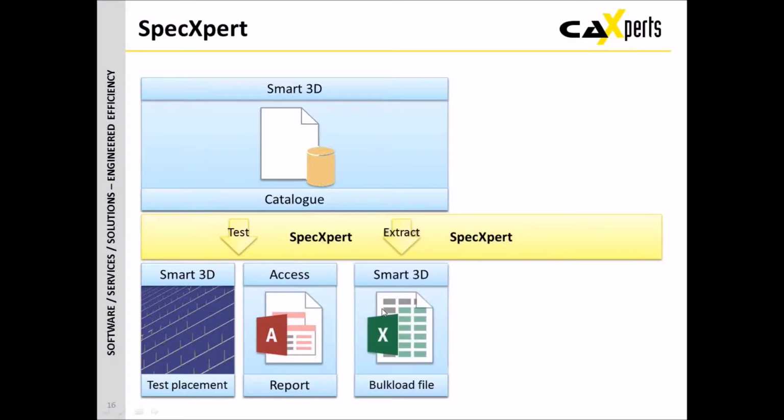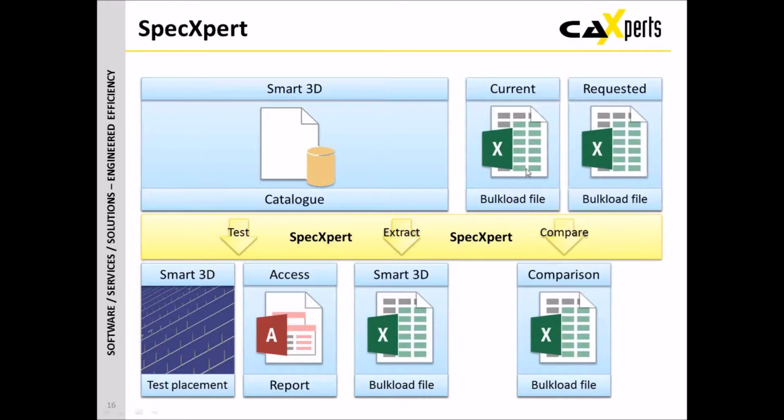The next thing that we can do is we can extract the bulk load files directly from the Smart 3D catalog. So we can then get a bulk load sheet that we could take across to another project for loading based on the existing contents of that catalog. The other aspect that we've added recently was the ability to do a comparison between two different bulk load sheets.